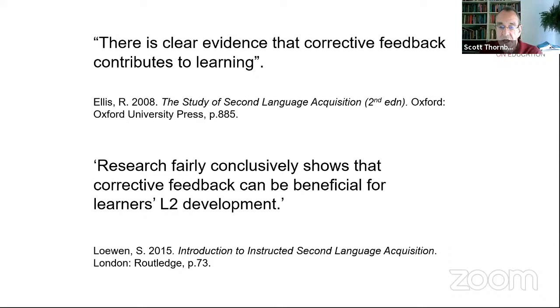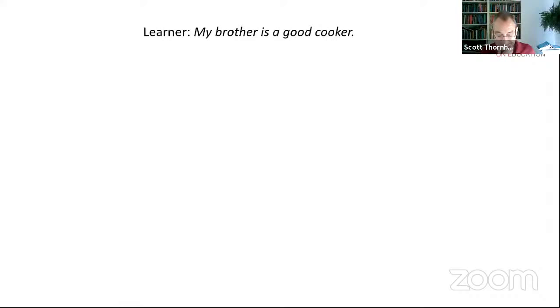Yeah, and imagine what the effect might be of different approaches. So let's imagine a learner has said in the class, my brother is a good cooker. Now, what options does the teacher have here in terms of how they respond? And I just want to look at a few. And if this was a workshop, I'd put you into groups and you could tell me all the different possibilities. And the important thing here is that there's more than one possibility.